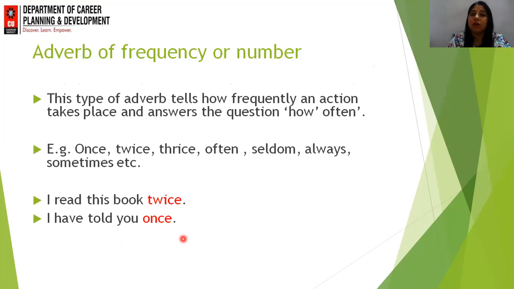Next is adverb of frequency or number. So how many times something happens, how often a particular action has happened. That is about adverb of frequency or number. So examples are once, twice, thrice, often, seldom, never, sometimes, etc. I read this book twice. I have told you once. So we are telling about how many times we have done something. This shows adverb of frequency.